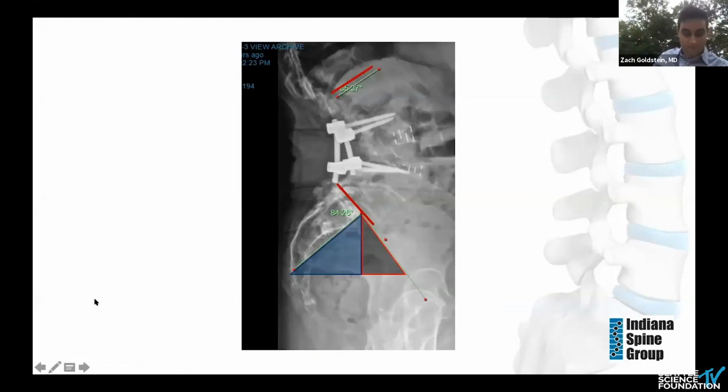There we go. Yeah, so what we chose to do was a two-level OLIF at L2-3 and at L3-4. We decided not to pursue TLIF at these levels, given the extreme hyperlordosis and the fact that it would be very difficult to access the disc spaces through a posterior approach, given how closed down the posterior disc spaces were at these levels. We then went posterior to back up our OLIF with screws. A direct posterior decompression was not performed.